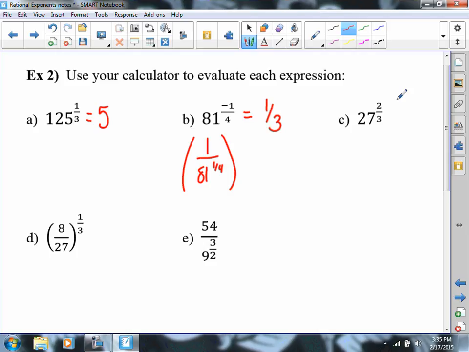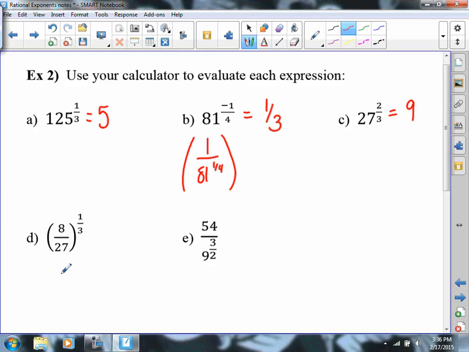But again, your calculator can handle this. Type it in, and you should get 9. So if you're not getting 5 and 1/3 and 9 for those first 3, if you're doing this on your own, bring your calculator into school, into class, and we will show you how to type this into your calculator.